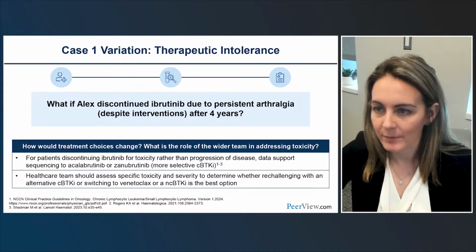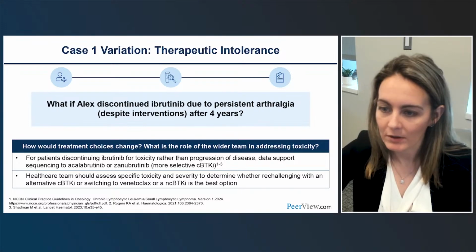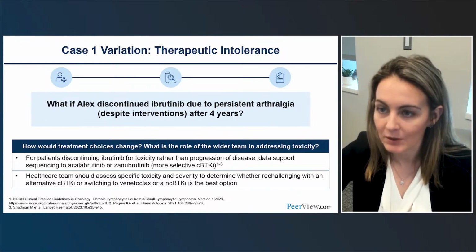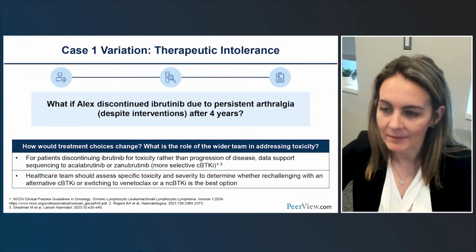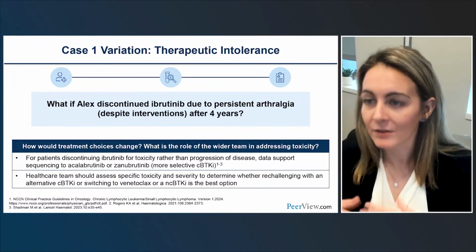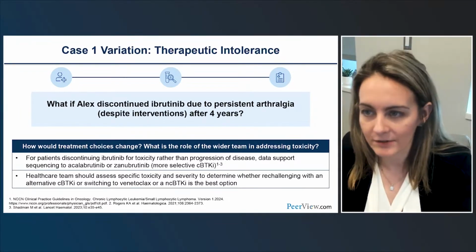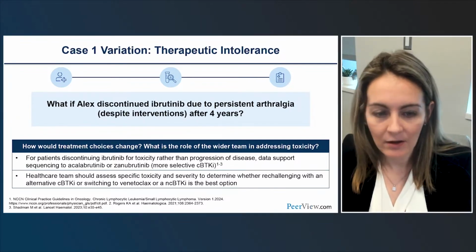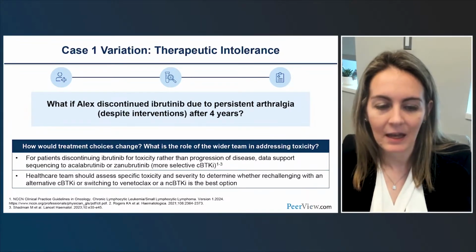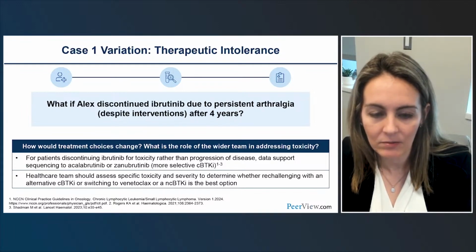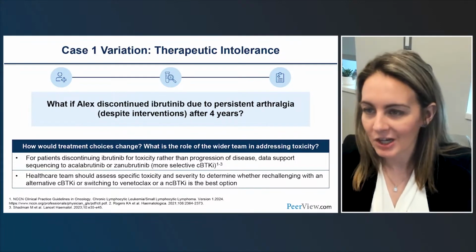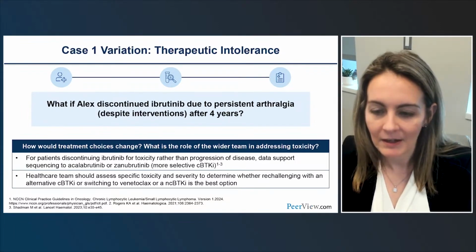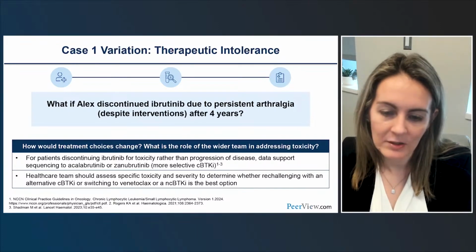Same thing with atrial fibrillation. You would want to make sure that the atrial fibrillation was well controlled, that the patient was plugged in with a cardiologist for management and a risk-benefit discussion of trying a covalent inhibitor alternatively as opposed to switching to a venetoclax-based regimen or a non-covalent inhibitor. So really assessing that specific toxicity is really critical in determining a re-challenge with a covalent inhibitor class or switching in that case.